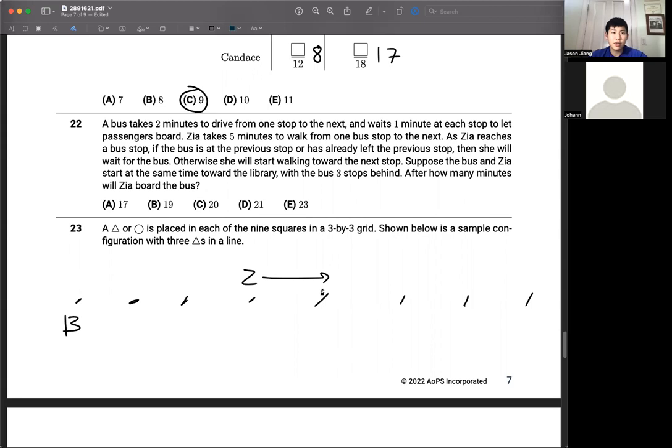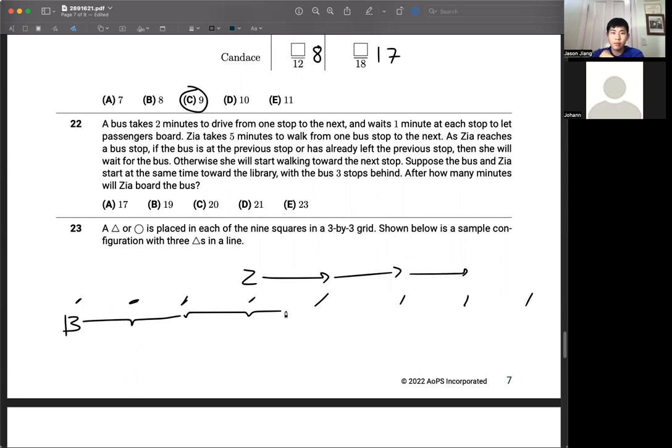After 5 minutes, she reaches the next stop, and the bus has traveled 2 minutes, waited 1 minute, and traveled 2 more minutes. Now, since Zia is here at this stop and the bus is not within 1 stop, she's going to continue walking for another 5 minutes. Now, in these 5 minutes, the bus is going to wait 1 minute at this stop, travel 2 minutes, wait 1 minute, and travel halfway to the next stop. Now, Zia still doesn't see the bus within 1 stop, so she's going to walk another 5 minutes.